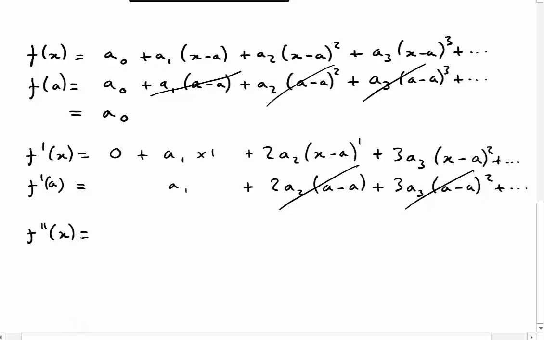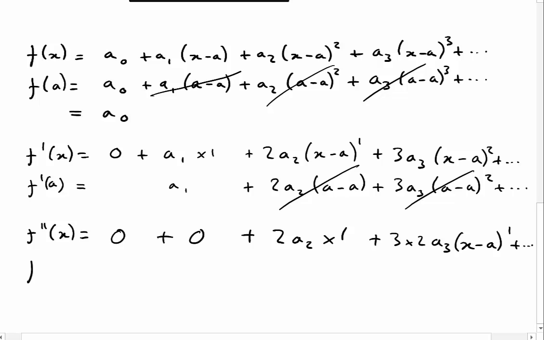So I'll be left with zero, which I'm not really concerned about, and then the derivative of constants is going to be 0 plus 0. The derivative of a1 is going to be 0, plus, well, what's the derivative of this thing? It's going to be 2a2 times the derivative of x minus a, which is just 1, so it's 2a2 times 1, plus this is going to become 3, bring the power down, 3 times 2a3, and this is going to become x minus a to the power of 1, plus dot dot dot.